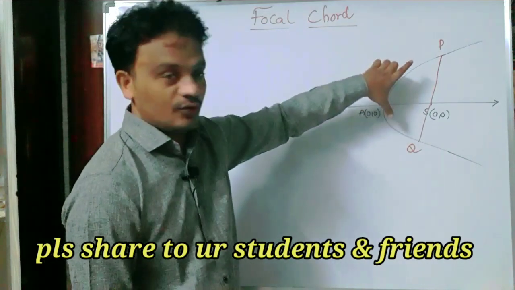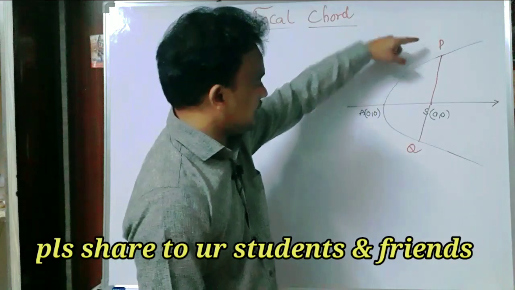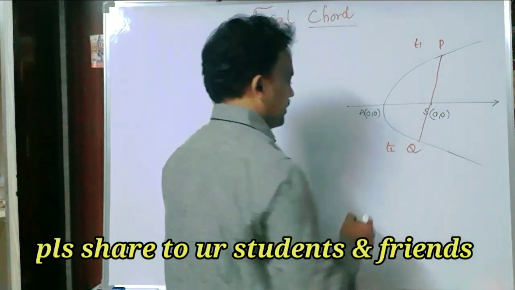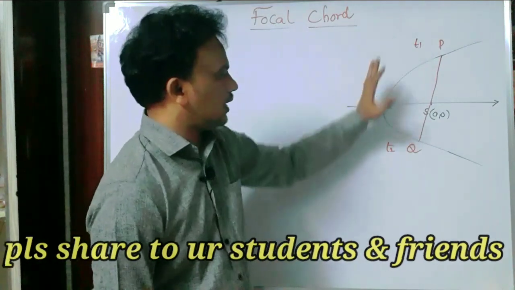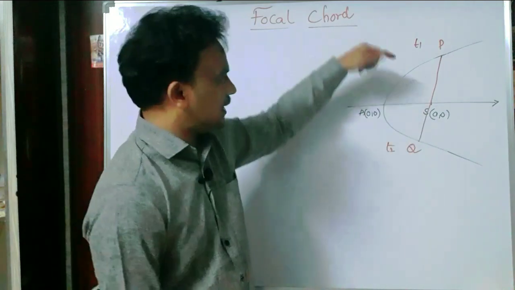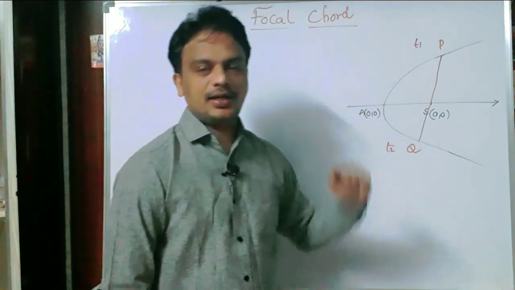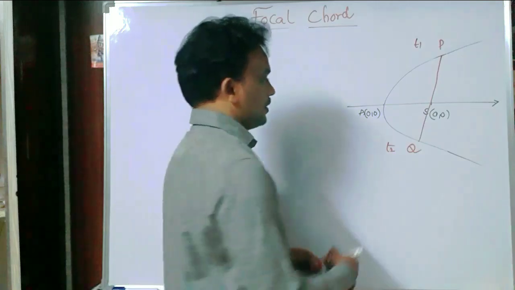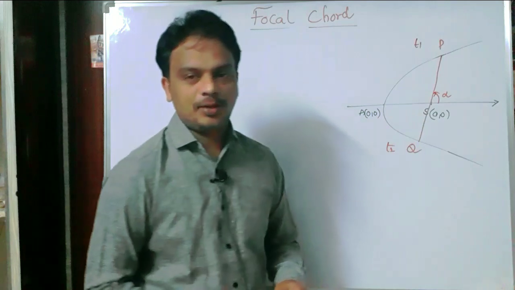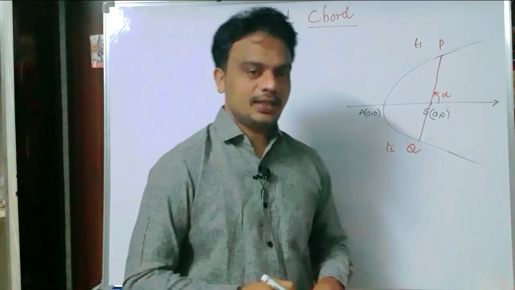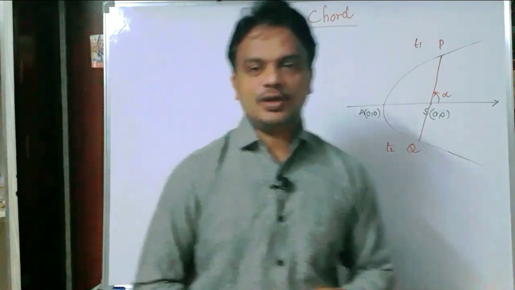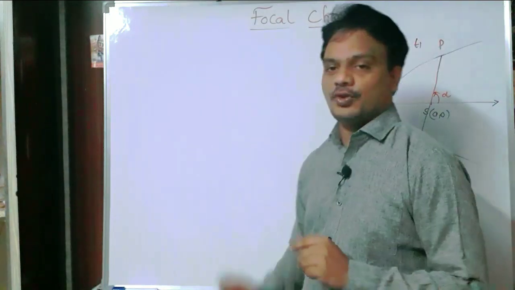What is the length of the focal chord? What is the relation between the two ends? Suppose they are t1 and t2, which are in parametric form. If PSQ is a focal chord whose ends are t1 and t2, what is the relation between them? And suppose this focal chord is making an angle alpha with the axis of the parabola, I mean the x-axis, in that case what is the length of the focal chord? From today's class we are going to discuss completely about that focal chord.